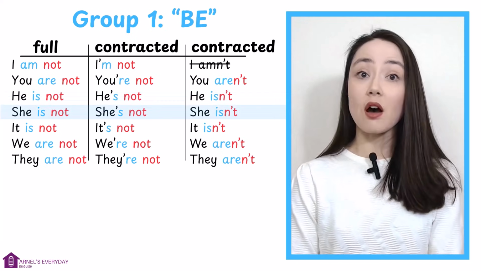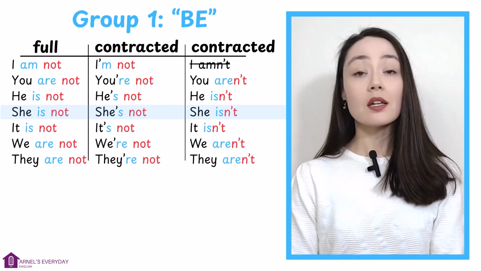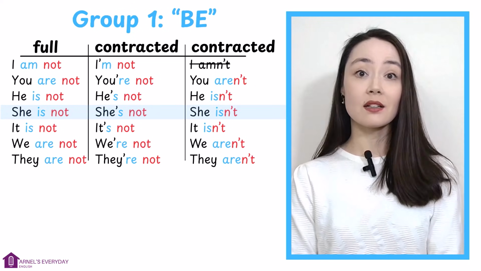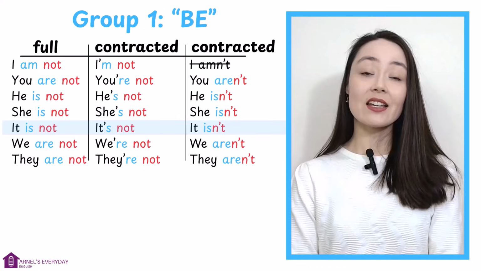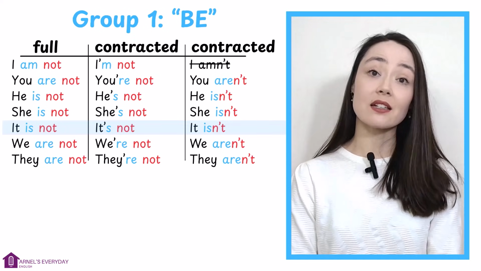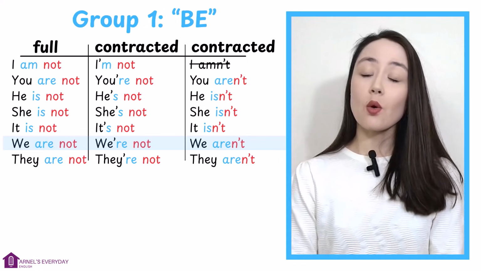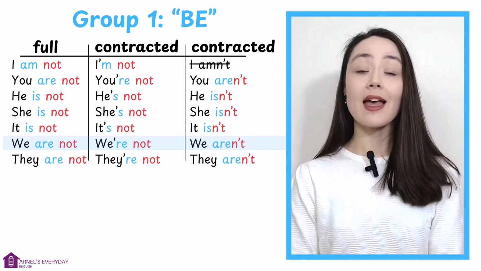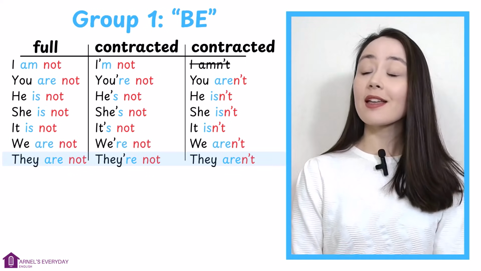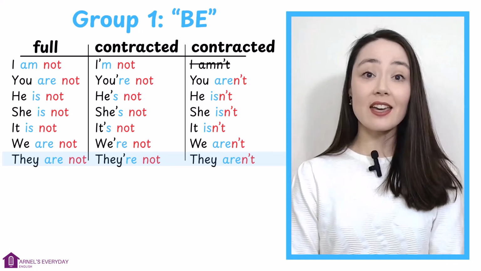She is not. She's not. She isn't. It is not. It's not. It isn't. We are not. We're not. We aren't. They are not. They're not. They aren't.